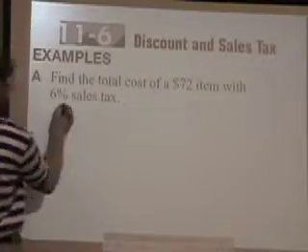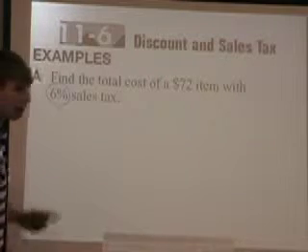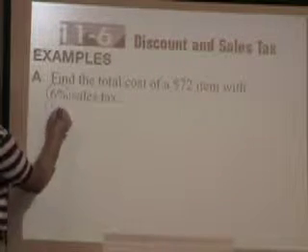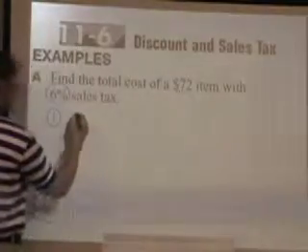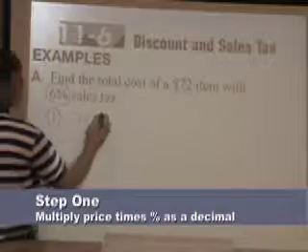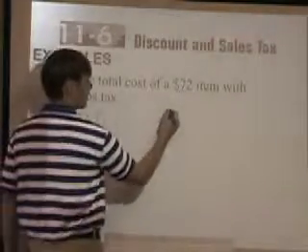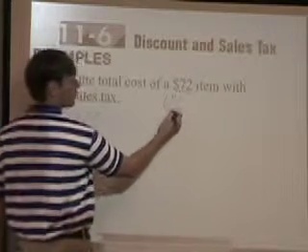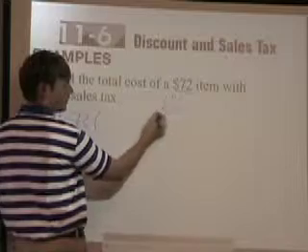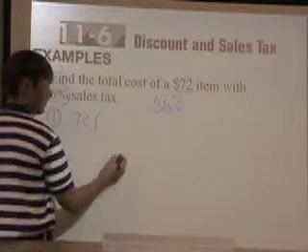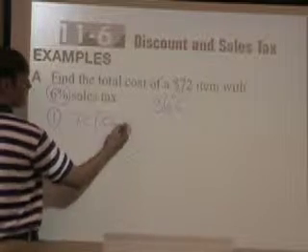Okay? Here it says 6% sales tax. Okay? So your first step, y'all write down, step 1 is to take the total price, which is 72, and multiply it times the percentage as a decimal. Now we're going to take 6% and make it a decimal, so we're going to move the decimal 1 to the left, which is 0.6. Another to the left is 0.06.